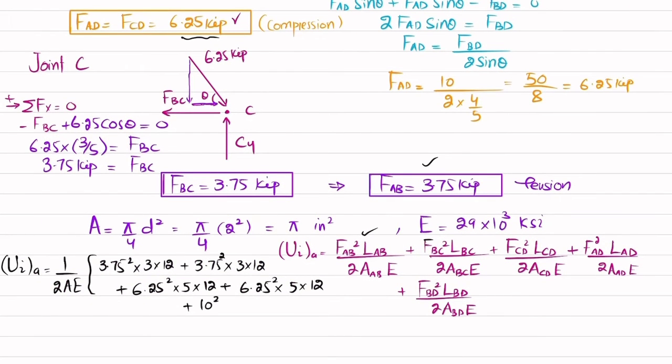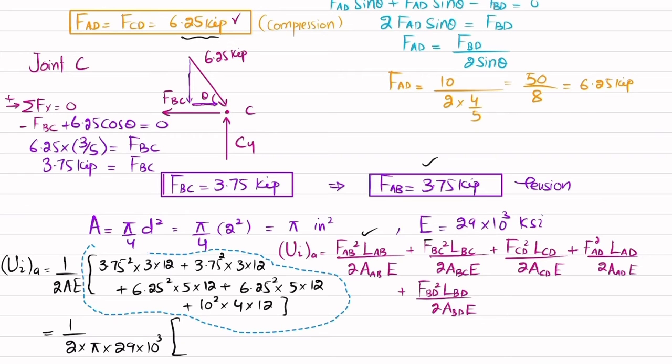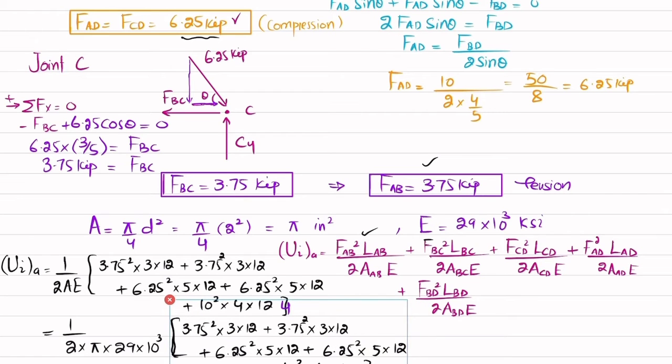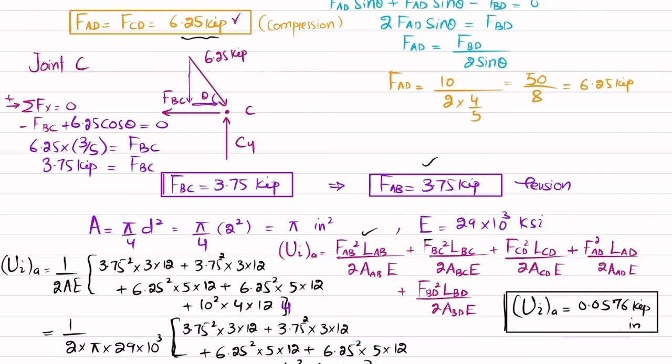So I will write 10 squared multiplied by 4 multiplied by 12. Clear? And we will also write it as 1 over 2. Area is pi and E is 29 into 10 to the power 3. Multiply by all these values. I will copy it and paste it over here. Clear? Okay. Now, when you solve this, you will get strain energy due to axial loading equal to 0.0576 kip-inch.